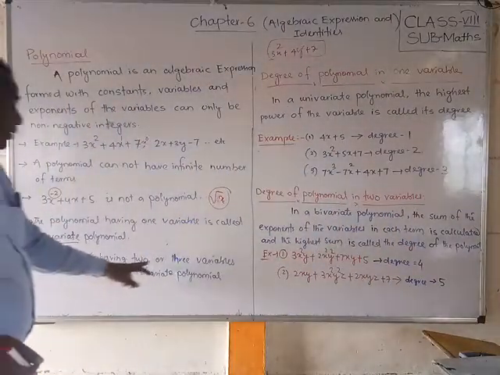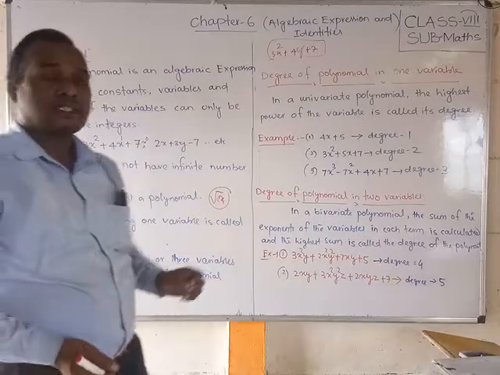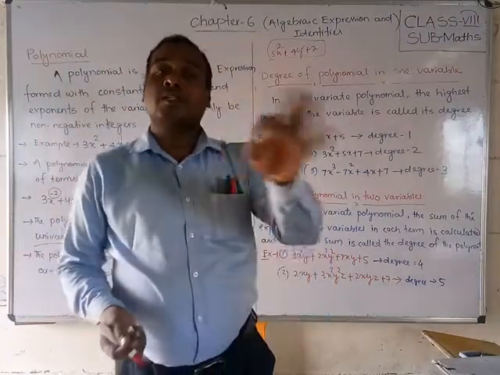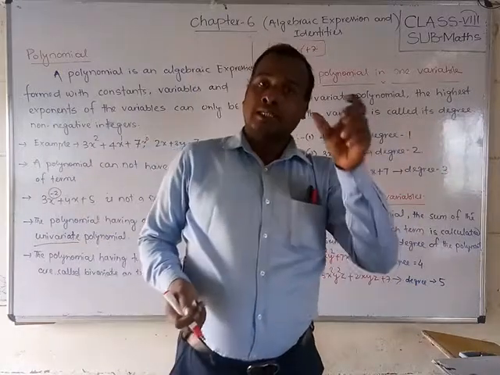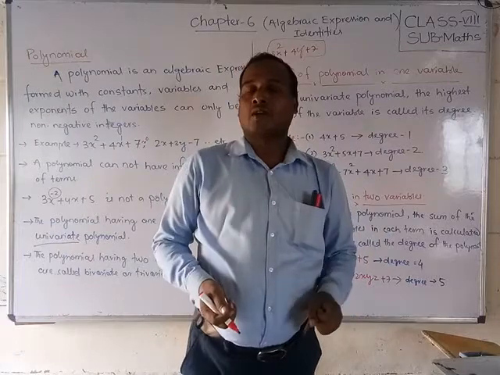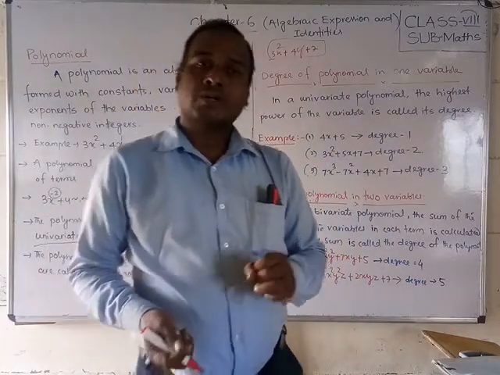The polynomial having 2 or 3 variables is called bivariate or trivariate. Trivariate polynomial, you can say, if 3 variables are there, x, y, z, or a, b, c. If 3 variables are there in that polynomial, then we can say that it is trivariate. Okay, students, are you clear about that?